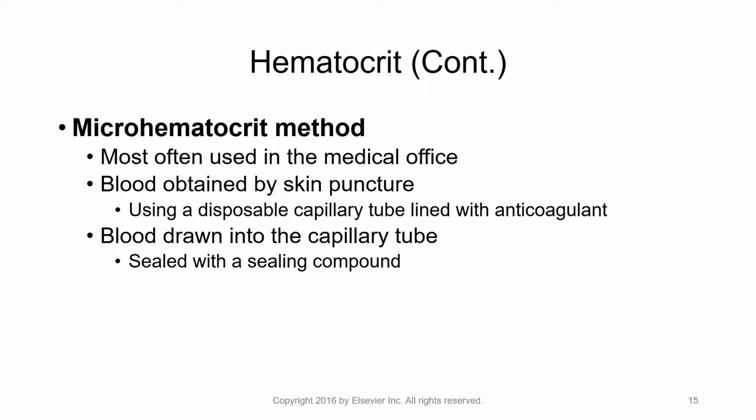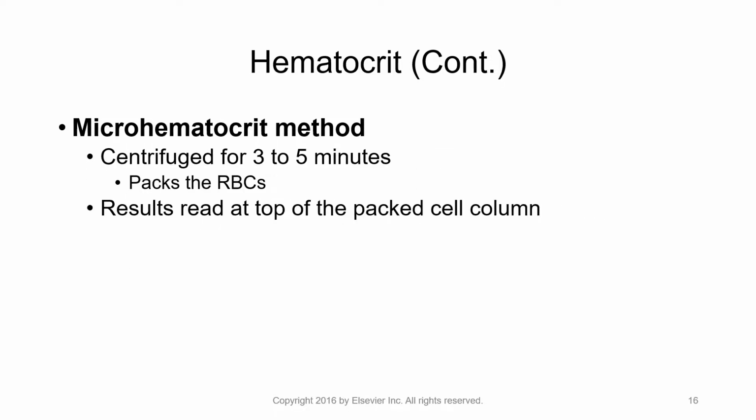They use a disposable capillary tube with blood obtained from capillaries by skin puncture, and then the tube is sealed on an end. And the tube is then centrifuged for several minutes, which packs the red blood cells. You essentially read it like a thermometer, like a meter, how high up the red blood cells are on that packed tube as a percentage.